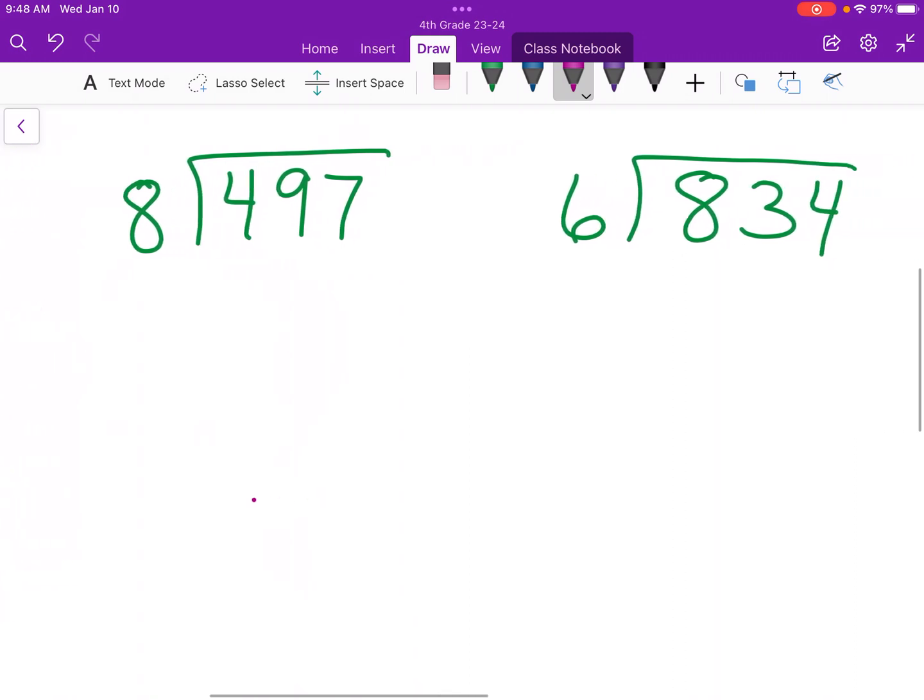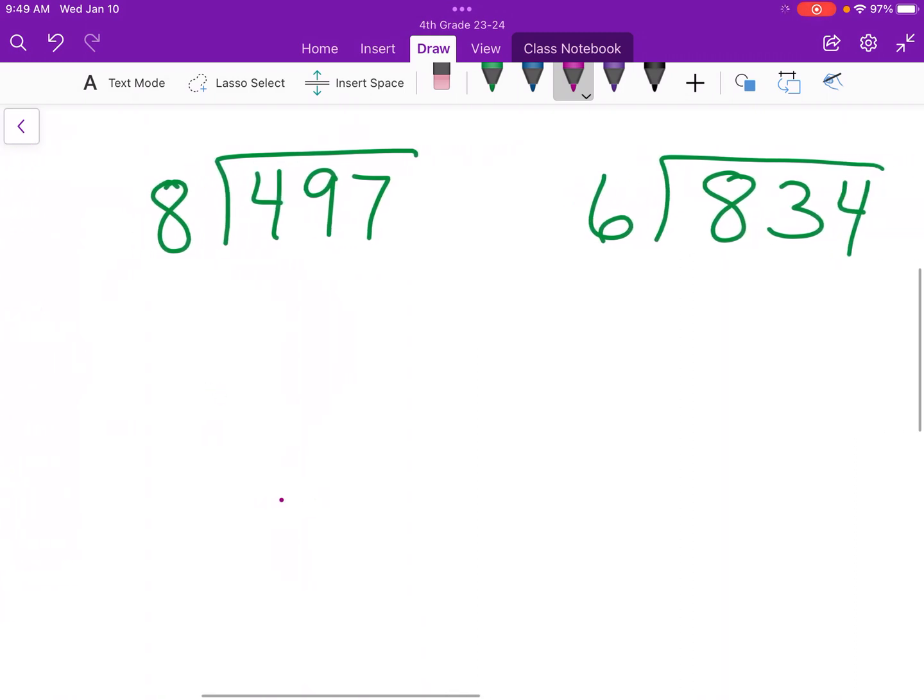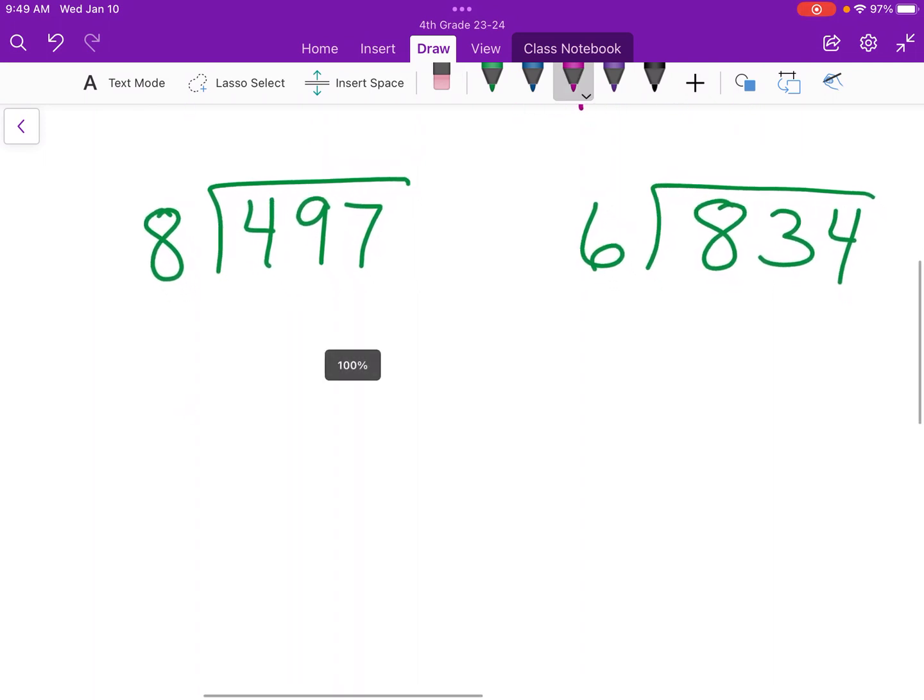Next problem, 497 divided by 8. Go ahead and pause. Okay, 497 divided by 8. 4 divided by 8, we cannot do that, so we'll look at 49. How many times can 8 go into 49? You can go in there 6 times.